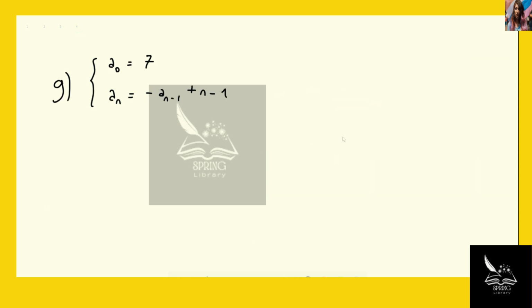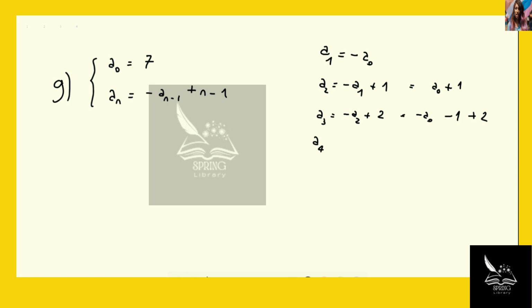Finally, we have the sequence starting at 7, where every term is minus the previous one plus n minus 1. So let's write the first few terms. a1 is minus a0 plus 0. Then a2 is minus a1 plus 1, which is a0 plus 1. Then a3 is minus a2 plus 2, which turns out to be minus a0 minus 1 plus 2. Let's do one more. a4 is minus a3 plus 3. And this is equal to a0 plus 1 minus 2 plus 3.